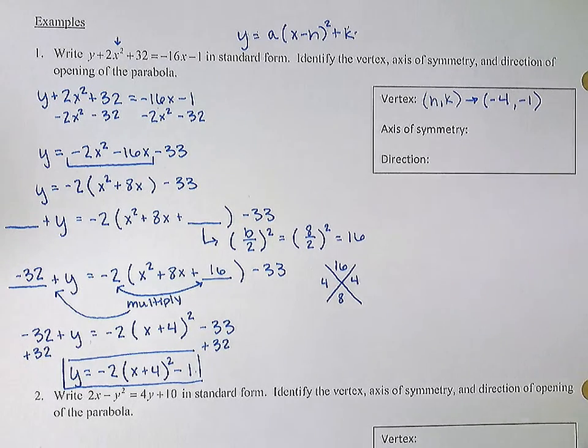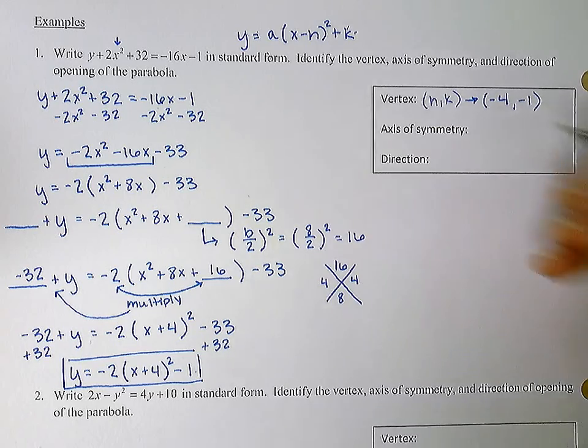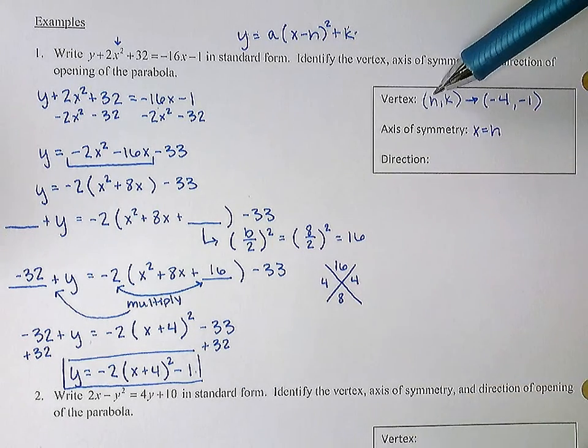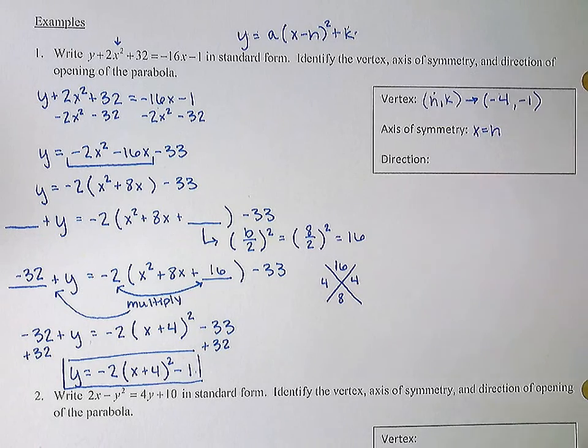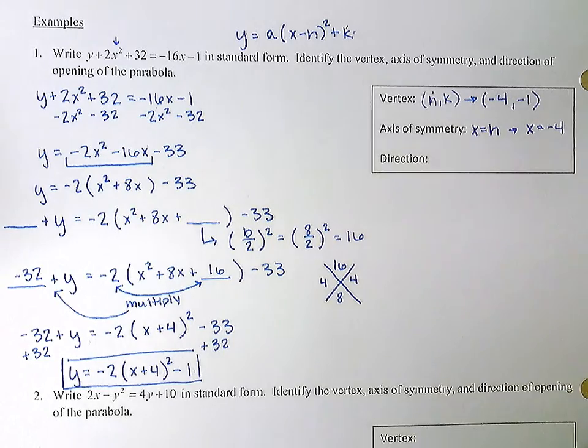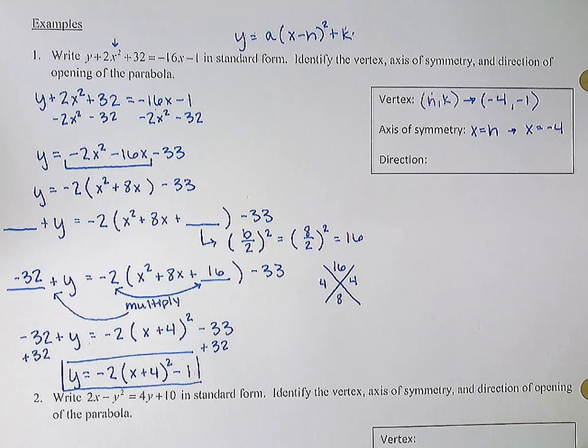Axis of symmetry. If you flip to the front, it tells you what the equation for the axis of symmetry is. It is x is equal to h. Well, you just told me what h was. It's -4. So our axis of symmetry is x is equal to -4.